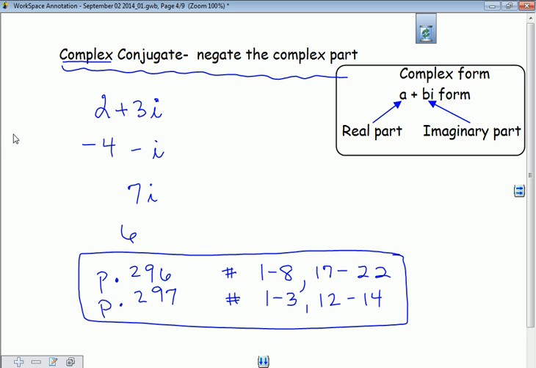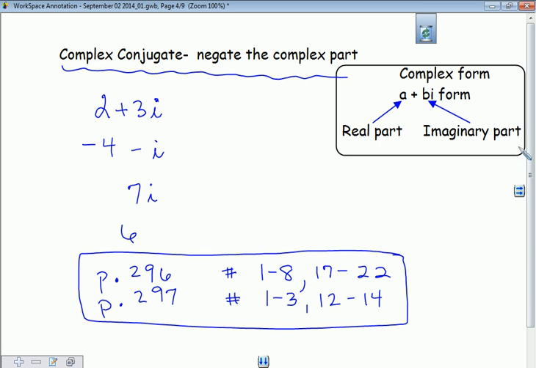Okay. The next thing we're going to look at are complex conjugates. So, complex number, and conjugate. To find the conjugate of a complex number, all you have to do is negate the imaginary part. So we talked about this a second ago. When we're in complex form, that's the a plus bi form, that first part is your real part. So we wouldn't negate that. The second part is your imaginary part.